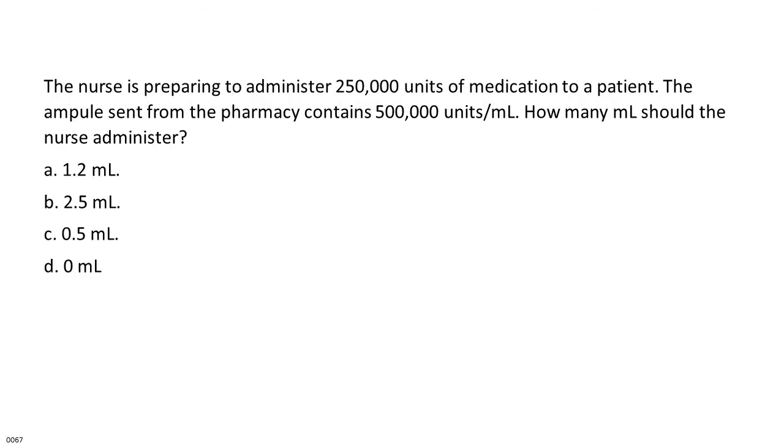The nurse is preparing to administer 250,000 units of medication to a patient. The ampule sent from the pharmacy contains 500,000 units per milliliter. How many milliliters should the nurse administer? A. 1.2 milliliters. B. 2.5 milliliters. C. 0.5 milliliters. D. 0 milliliters.